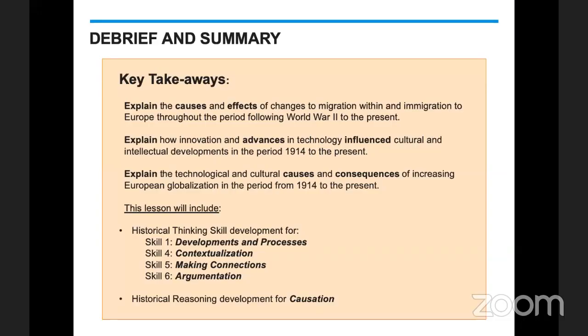That's great. Okay, so today our key takeaways: we want to talk about causes and effects of changes to migration within and immigration to Europe throughout the period after World War II. We want to talk about advances in technology that influence cultural and intellectual developments. We're going to talk about technological and cultural causes and consequences of globalization. That last one we just contextualized today, and we'll get into more causes and consequences tomorrow. The reasoning skills we did were developments and processes, which is obviously what we took you through. Contextualization and argumentation were the practice that we had you do, and connections was the guided activity. And throughout, we were talking about causes today.